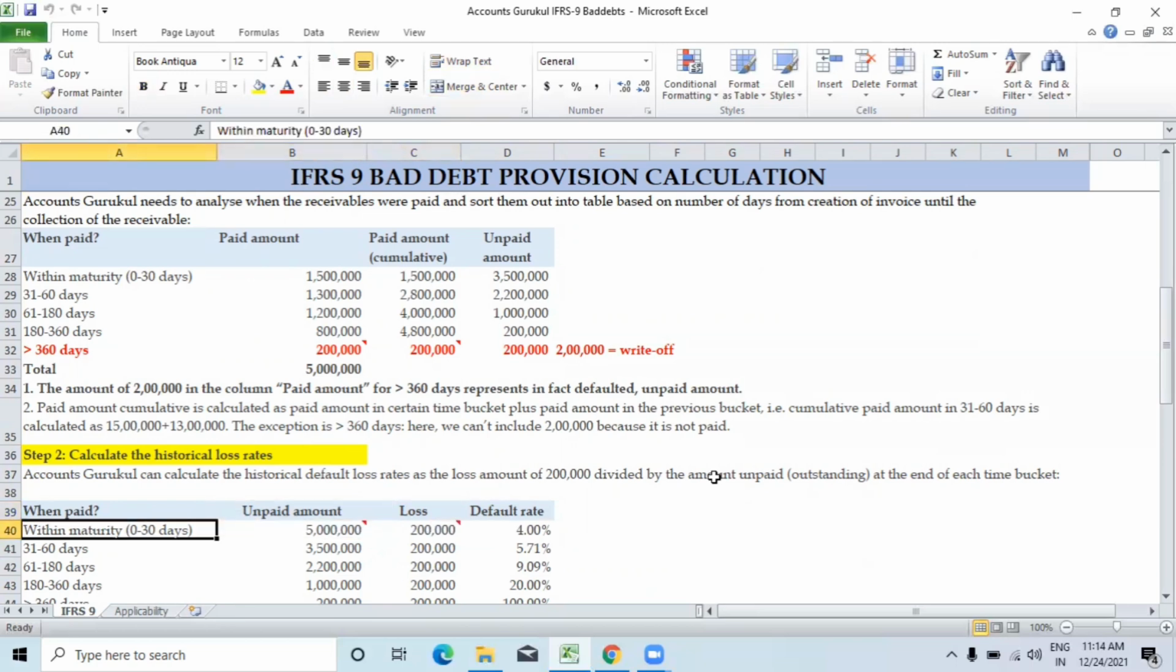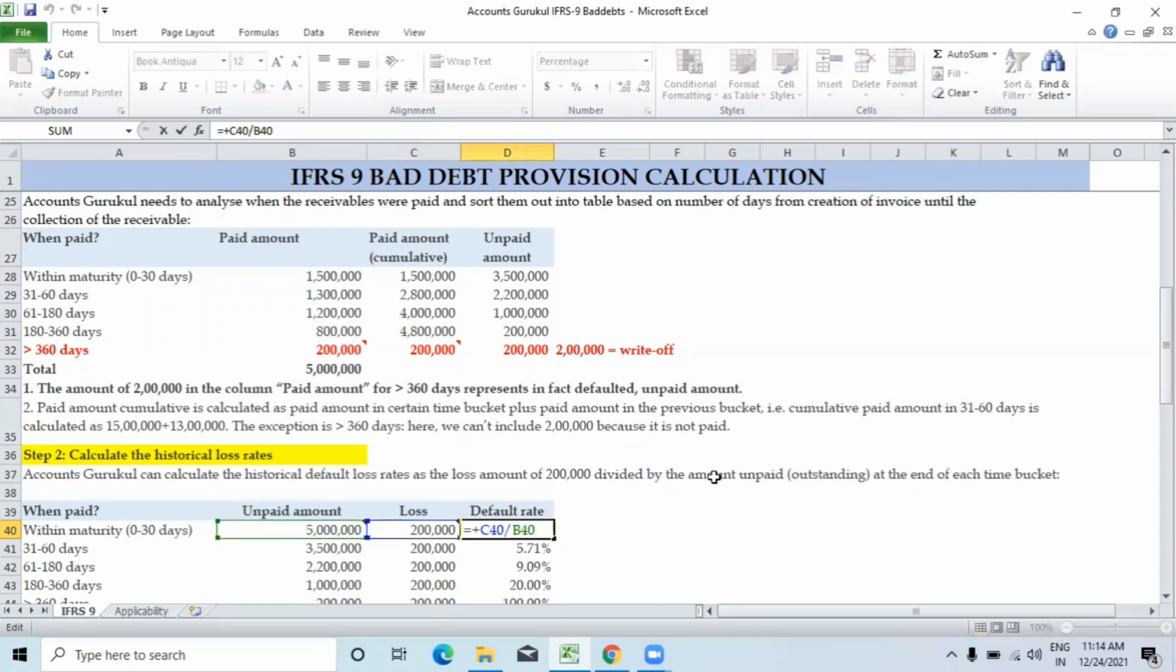So within the maturity of 0 to 30 days, that 50 lakh was the outstanding, considering that the 30 days is a credit period. So 2 lakh is the total loss. So the default rate is 4%. And the default rate is calculated based on the loss divided by the unpaid amount.